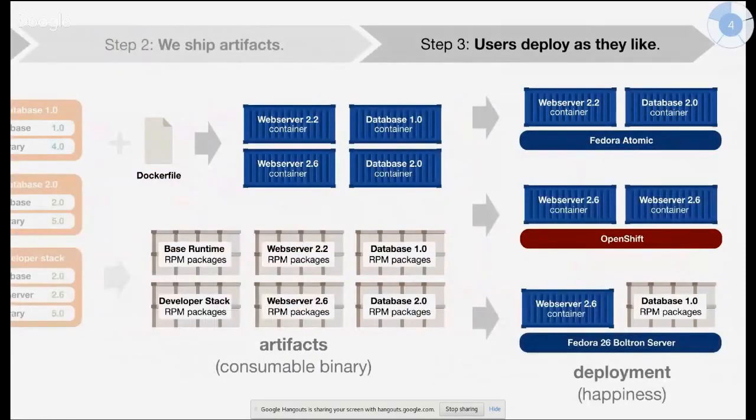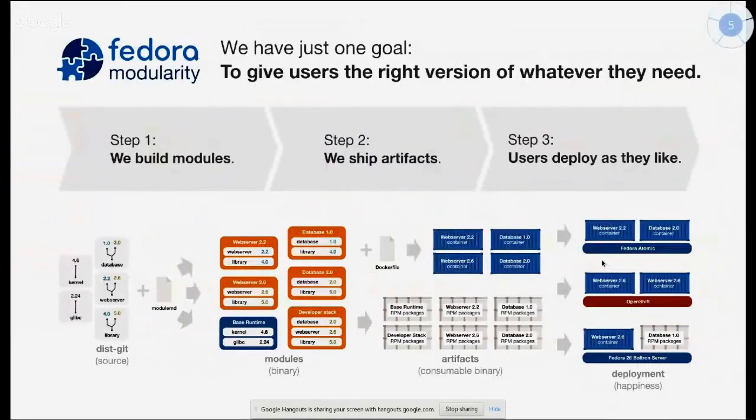Then we move on and we see, okay, so now the end user actually wants to consume these things. Well, the end user, and this is what we're talking about today, is Fedora 26, this Boltron server, which is kind of like a spin, but really a tech preview of how we're building out the modularized server. But you could also see, oh, sorry.